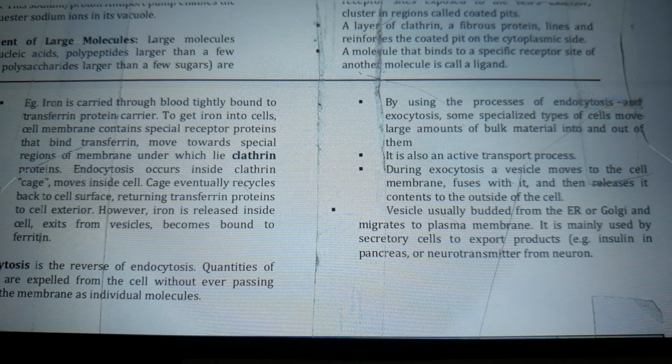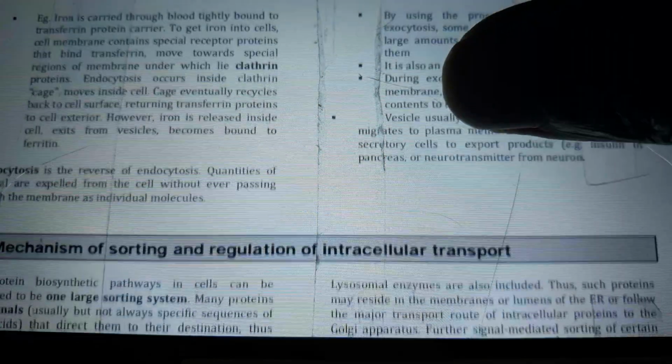A molecule that binds to a specific receptor site of another molecule is called a ligand. Let me repeat that. A molecule that binds to a specific receptor site of another molecule is called a ligand.